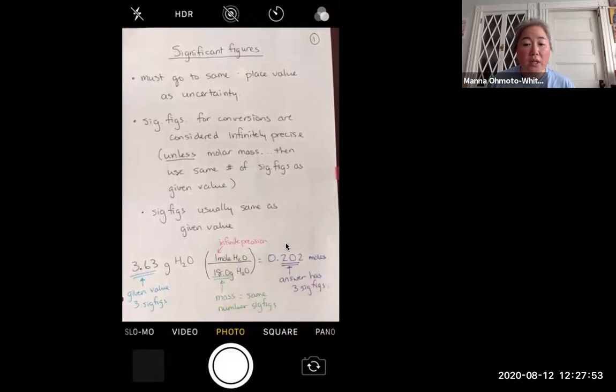Remember that 1 mole has infinite precision. There's no doubt that we're talking about 1 mole. Similarly, things like 60 seconds in a minute, that's infinite precision, and even though the number looks like there's only 1 significant figure, it actually doesn't affect anything. So by and large, you are going to go by your given value. So if your given value has 3 significant figures, your answer should have 3 significant figures.